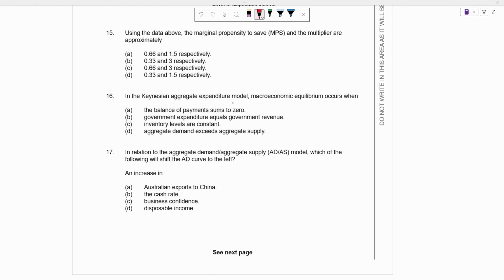In the Keynesian aggregate expenditure model, macroeconomic equilibrium occurs when A, the balance of payments sums to 0. So this is incorrect, as this could also occur during an expansionary or contractionary gap. B, government expenditure equals government revenue, same thing. This could also occur when the economy is in a contractionary or expansionary gap. C, inventory levels are constant. This is correct, as during macroeconomic equilibrium, demand is equal to supply, so therefore inventory levels are constant. D, aggregate demand exceeds aggregate supply. Well, this is incorrect, as this would mean the economy is in an expansionary gap.